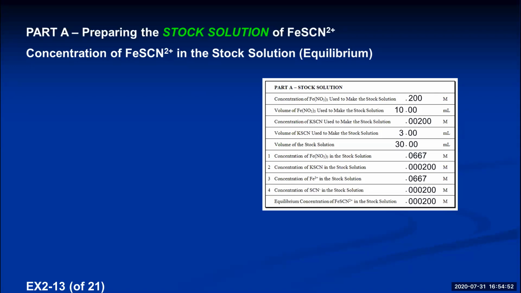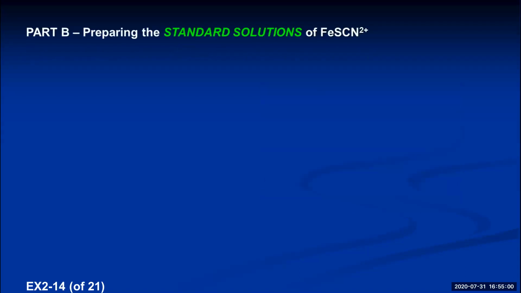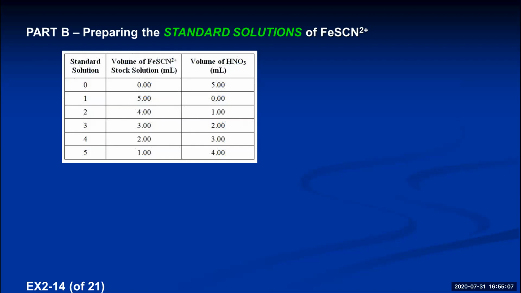That's part A. That's going to be the concentration of the FeSCN in this 30 milliliters of stock solution that we've prepared. Now, what do you do with the stock solution? You take a stock solution and you dilute it to make solutions of lower concentrations. So in part B, we're going to prepare what are called the standard solutions of FeSCN2+ from the stock solution. And we're going to actually prepare 6 solutions. Solution 0 is one that does not have any of the colored FeSCN in it, but the other ones all do, and they have varying amounts of the colored FeSCN being mixed with varying amounts of colorless nitric acid.